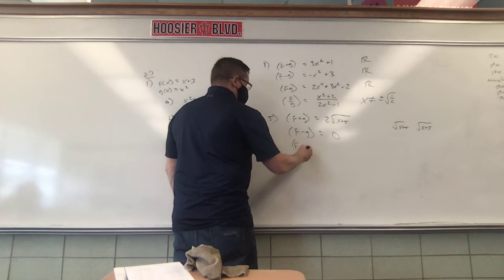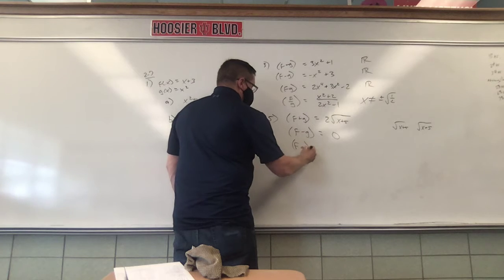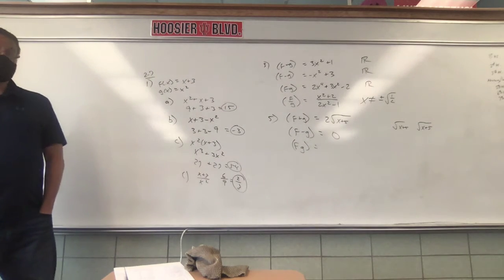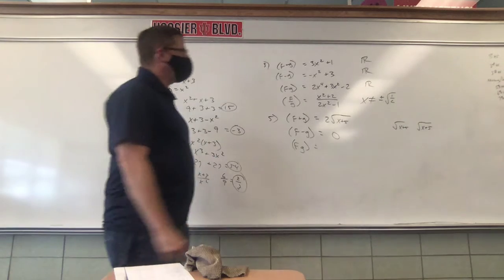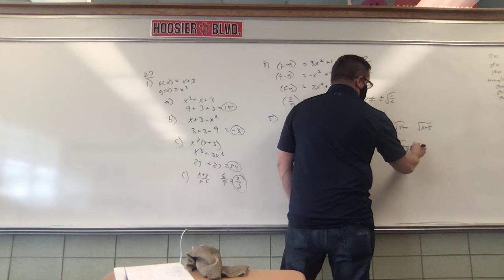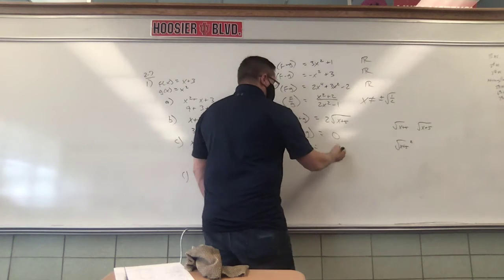Okay, this is what you were doing a second ago. What do you get when you have radical x plus 5 times radical x plus 5? Just x plus 5. Because when you times something by itself, I could do this. That's the same as radical x plus 5 squared, those cancel. So, x plus 5.